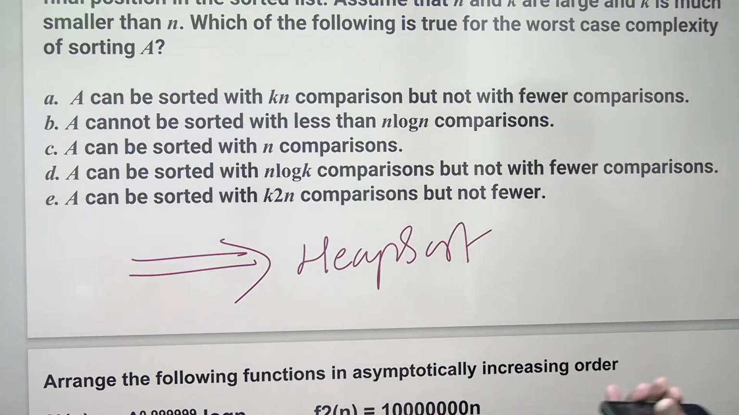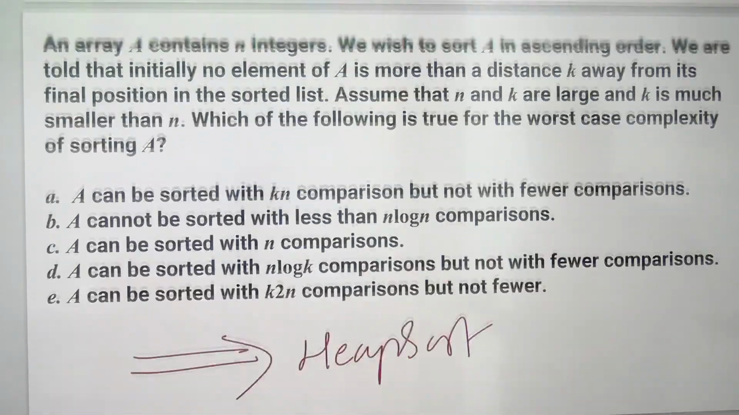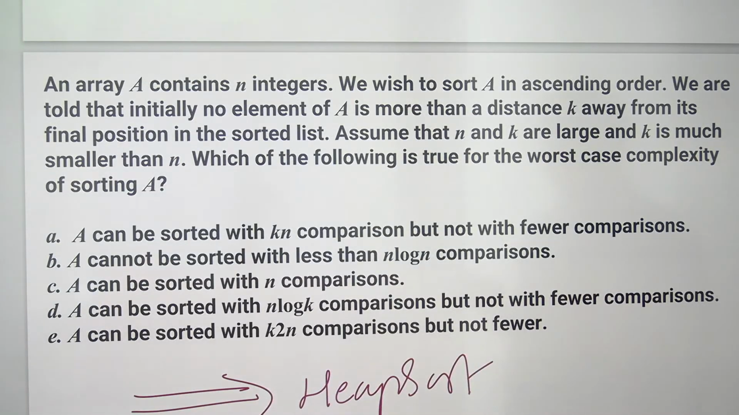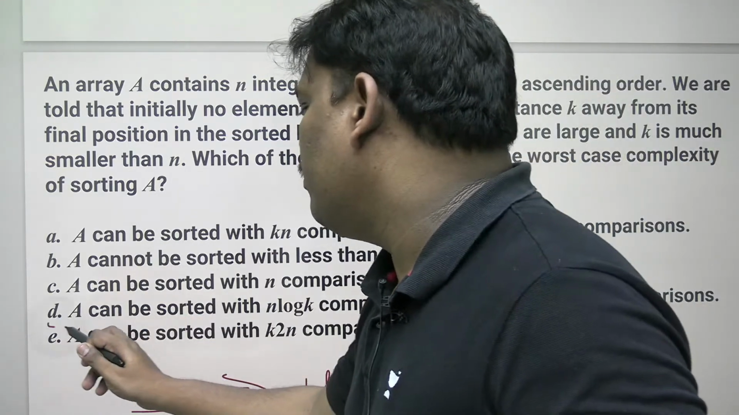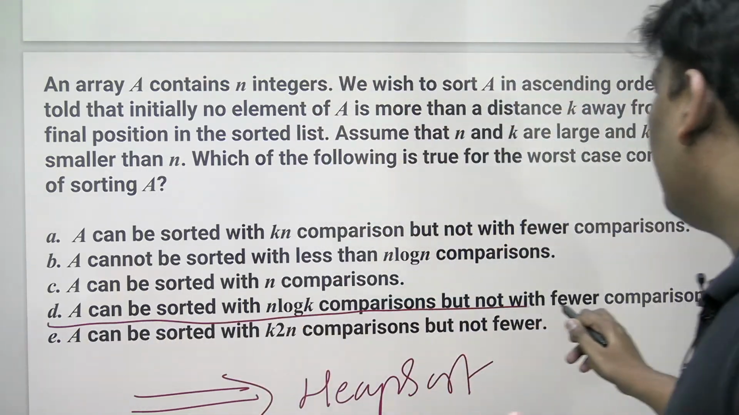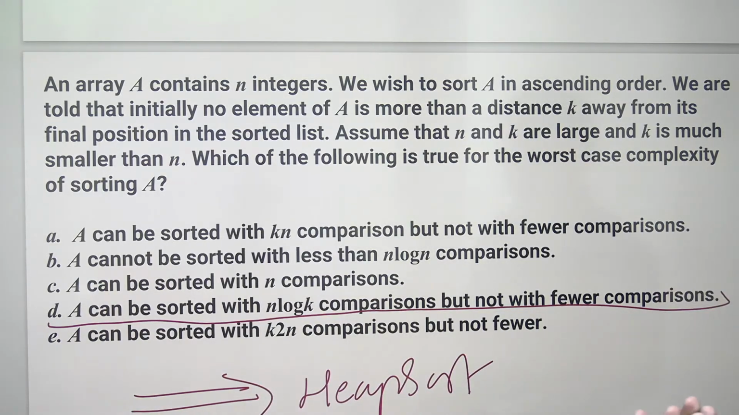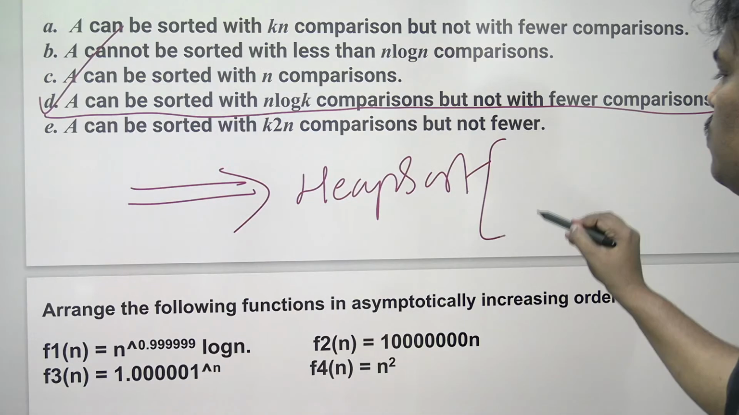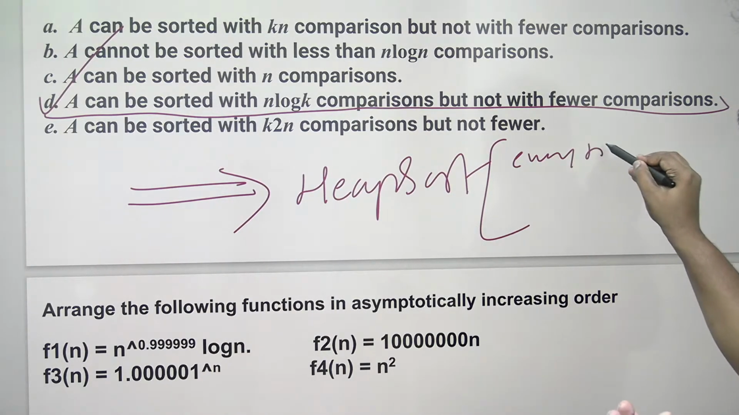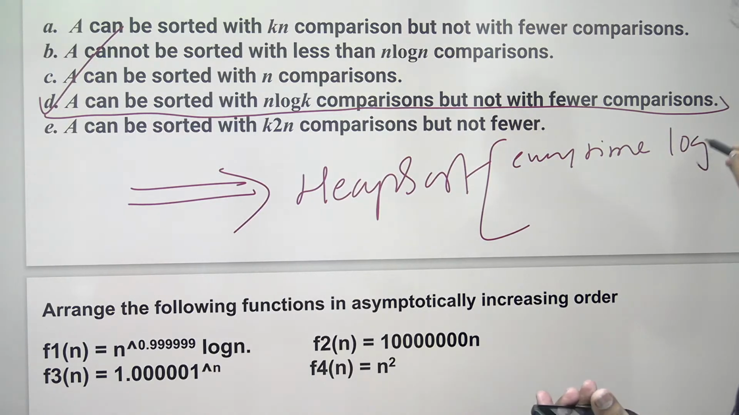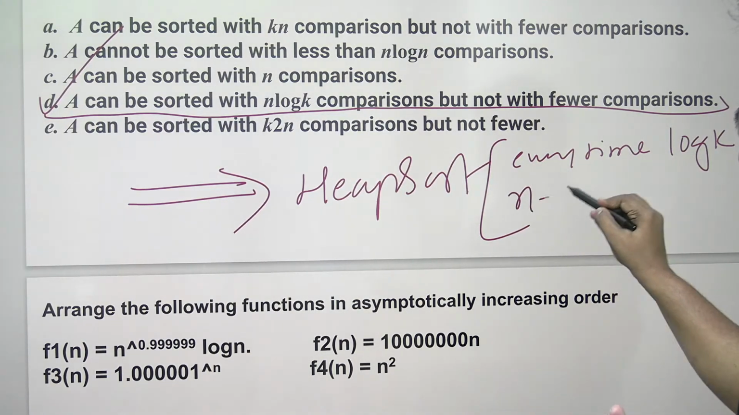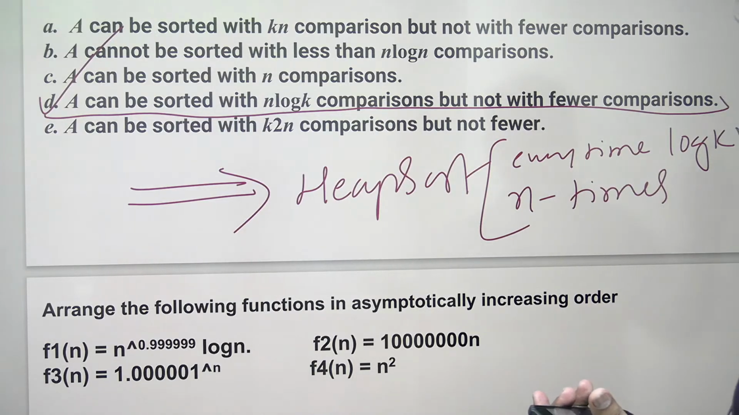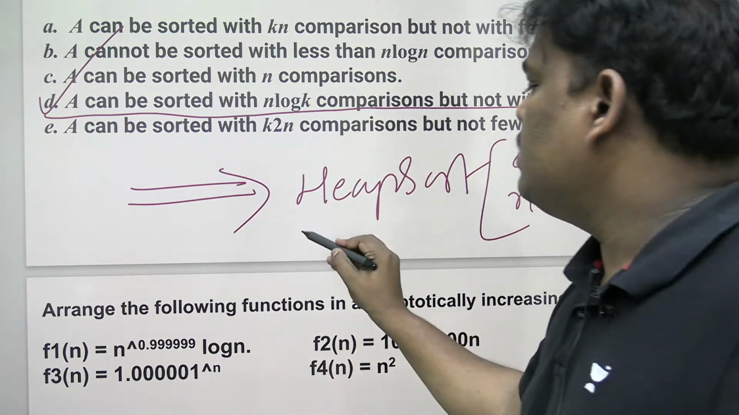Apply heap sort. Because of k people, every time it is log k, n times, so n log k. A small mistake here will be a problem. The statement says it can be sorted with n log k comparisons, but not with fewer operations. So the answer is D. Every time log k, n times. The answer is n log k.